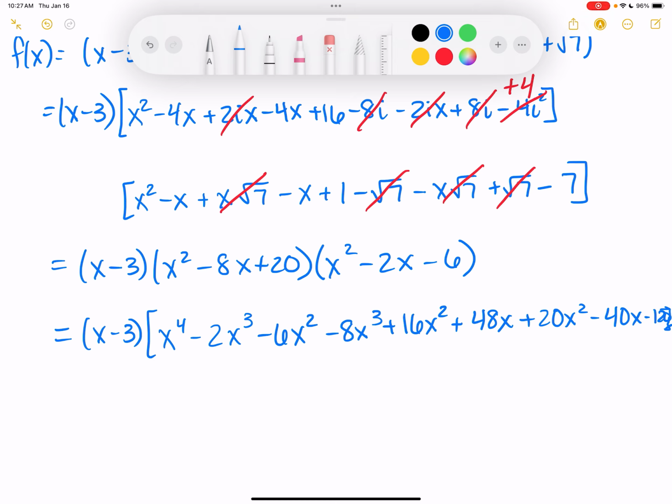How did we get that 12? Oh, it's 120. It's just smushed in there. I was running out of room. It's 120. All right, so then simplify that down.